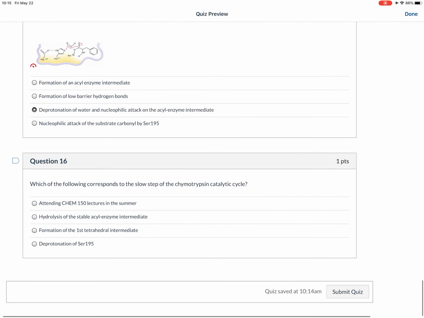Last question. Which of the following corresponds to the slow step in the chymotrypsin catalytic cycle? Nobody got this one wrong. The hydrolysis of the stable acyl enzyme intermediate. Those of you that remembered the example of the p-nitrophenol, remember that there was a burst phase in which the p-nitrophenol was released, and then a secondary state where the acyl intermediate undergoes hydrolysis.